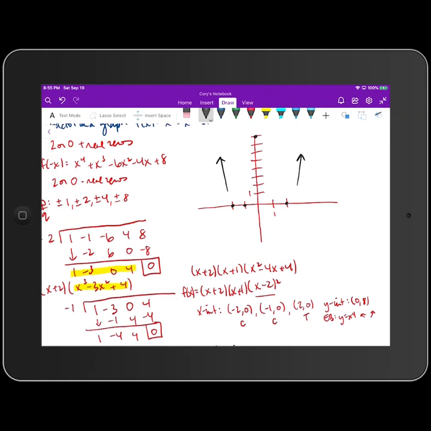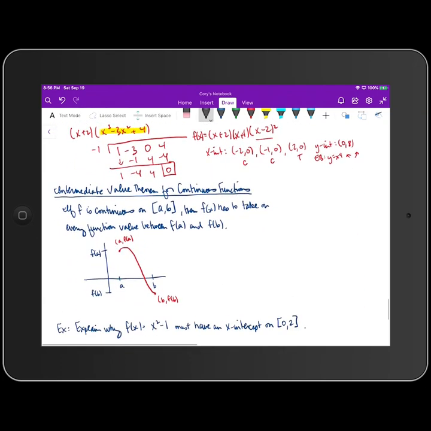We know our graph is going to cross the x-axis at -2, cross the x-axis at -1, and then touch the x-axis at 2. So again, that's just a very rough sketch of the graph of that function. But that's tying this lesson in with the lesson that we looked at in class last week.